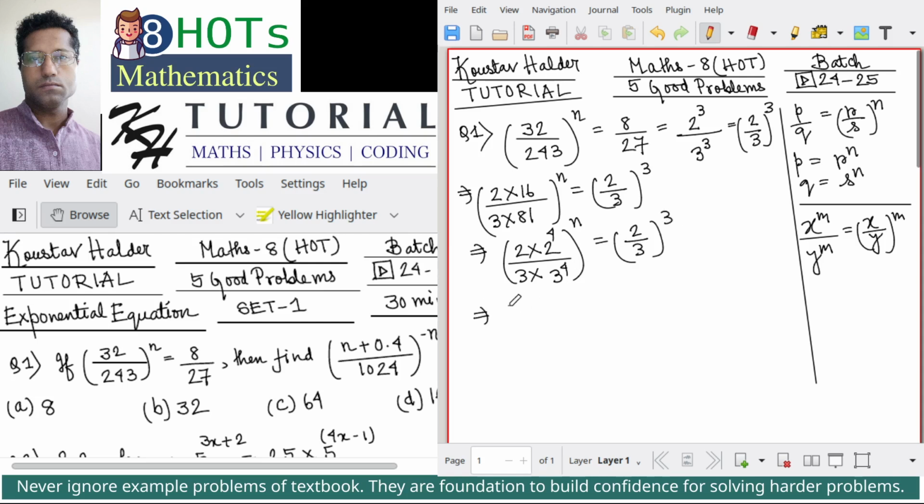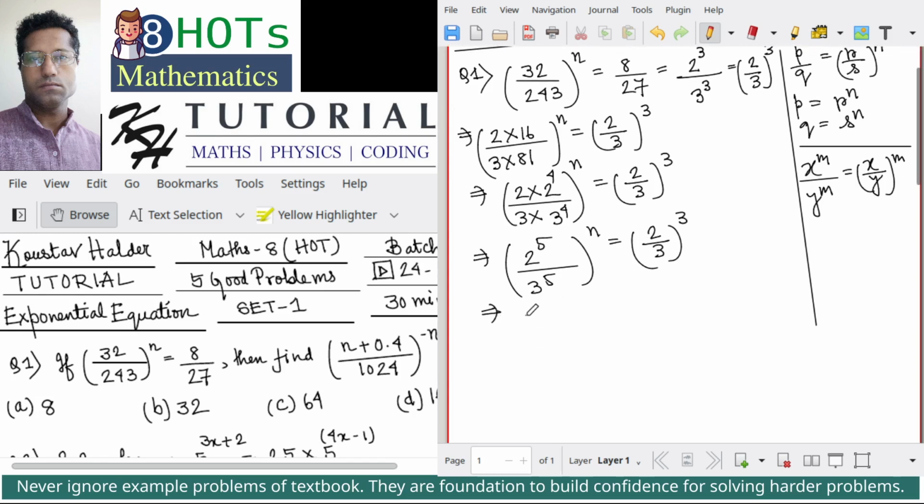Now this implies 2 multiplied by 2 to the power 4. Applying the laws of exponents, the powers get added. We have 2 to the power 5. Similarly, we have in the denominator 3 to the power 5. Now 2 to the power 5 divided by 3 to the power 5, we can write this as 2 by 3 whole raised to the power 5, and we have again raised to the power n is equal to 2 by 3 raised to the power 3. Again applying the laws of exponents.